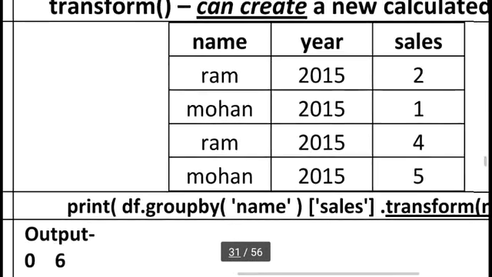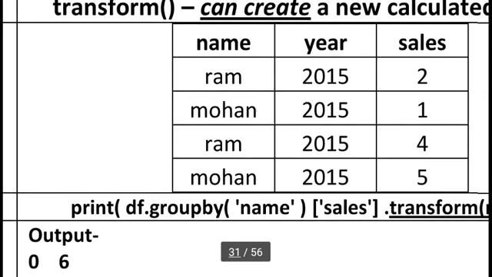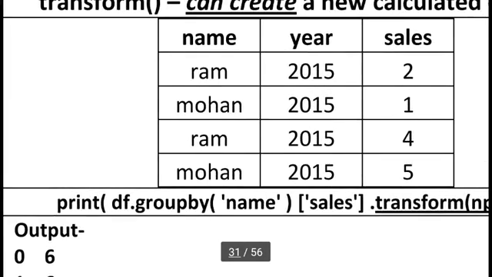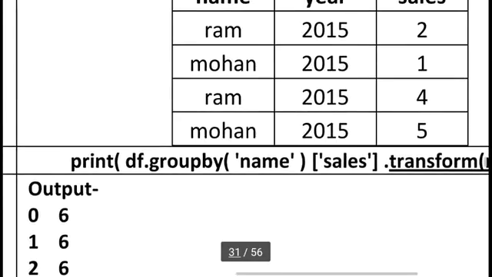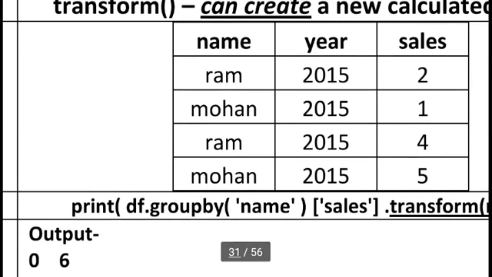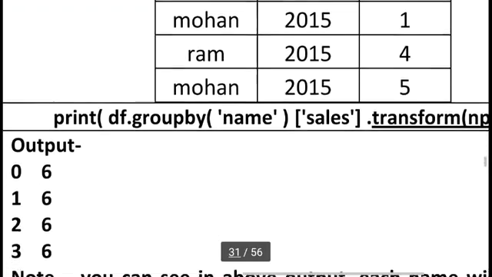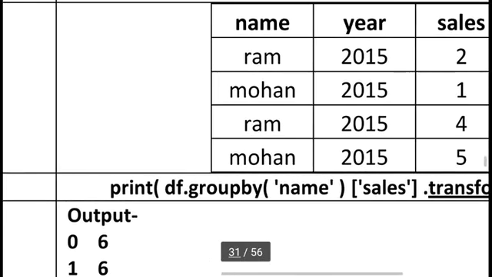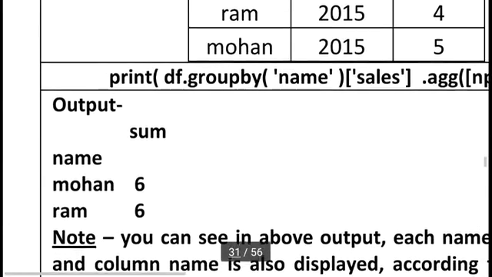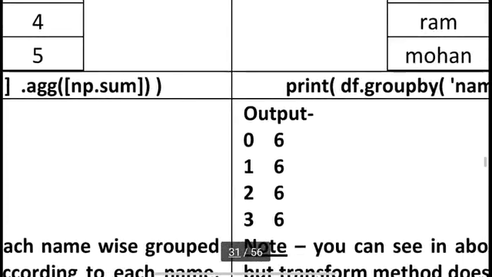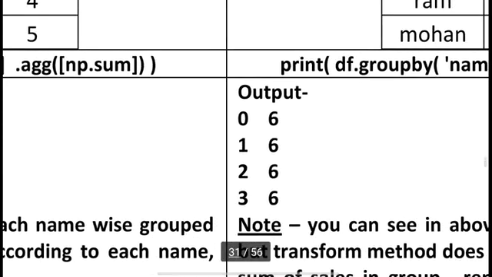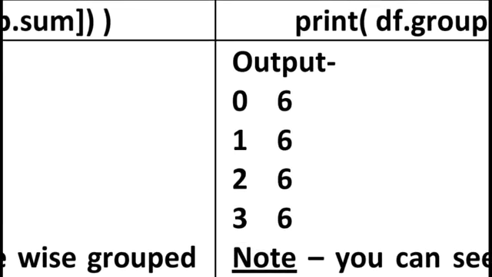For all the Ram, 2 and 4, the output is 6. For all the Mohan, 1 and 5, the output is 6. So according to index 0, 1, 2, 3, 4, line by line it finds the grouping sum and puts it here. So here the grouping result always repeats. With group by, the grouping result does not repeat and is shown only one time, but here the grouping result is repeated in each and every row. So it is a good thing, and using this we can create a new calculated column.